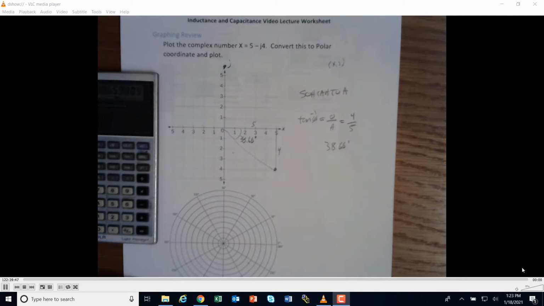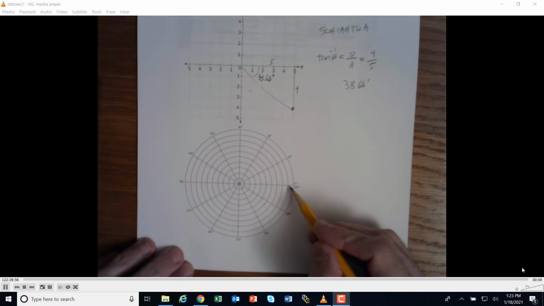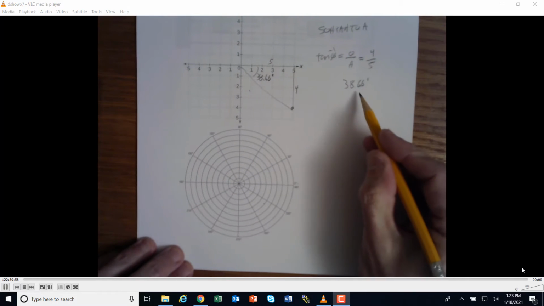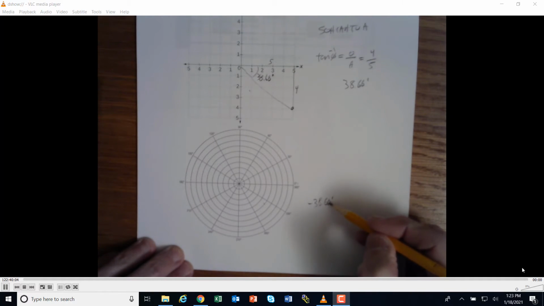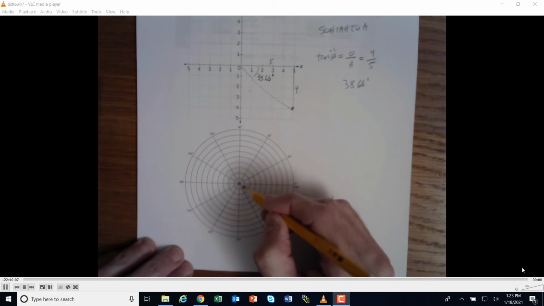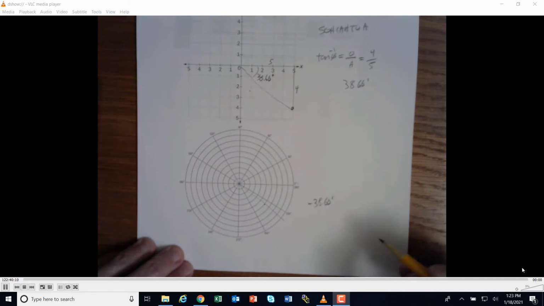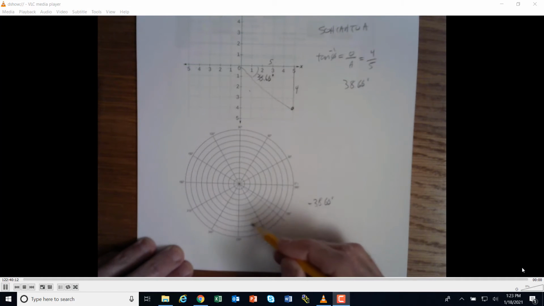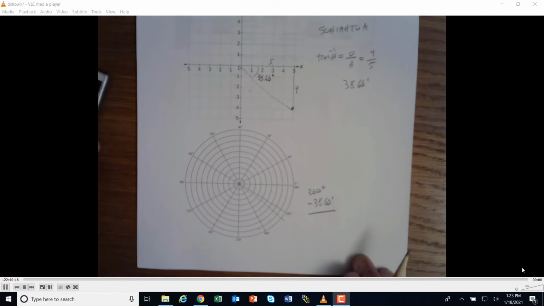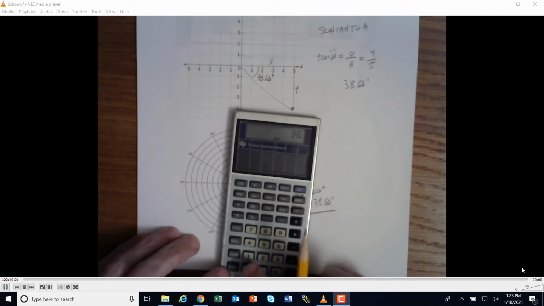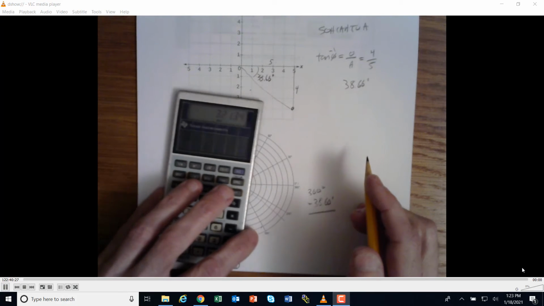Okay, so we could consider this a couple of different ways. If we want to graph this as polar, we would be coming down here, negative 38.66 degrees. So it would be coming through here somewhere. Or if we wanted to start from 0 and come around here, we would take 360 degrees minus 38.66, and I get 321.34 degrees.